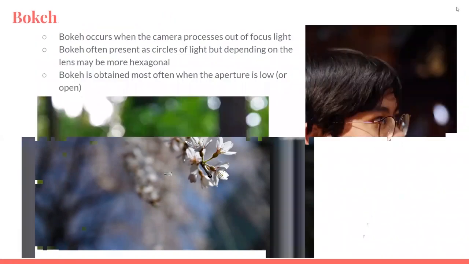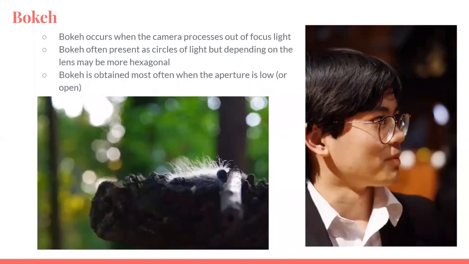So another thing that is an artistic aspect of it is bokeh. Bokeh is from when the camera processes out of focus light, and it usually presents as circles, but it also can be hexagonal. This depends on the lens. So on the left, I have an example of bokeh that is more hexagon shaped. That's just because of the lens.